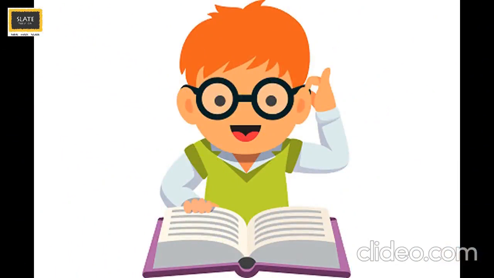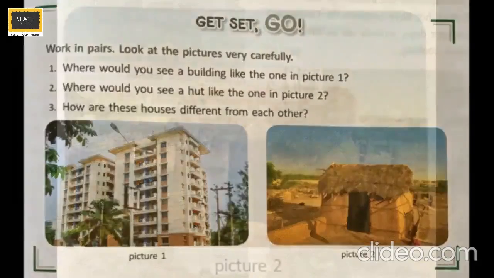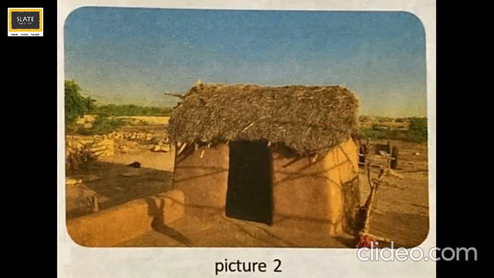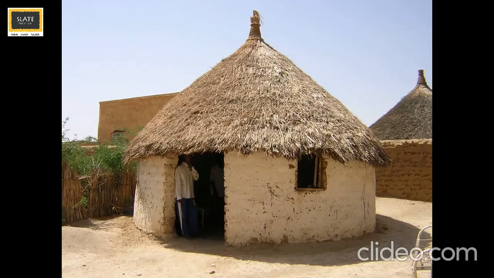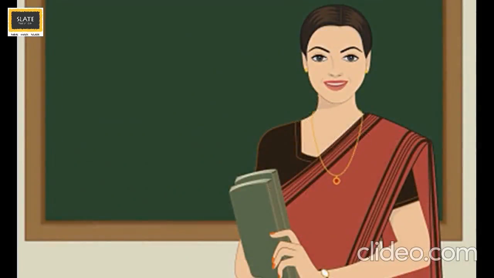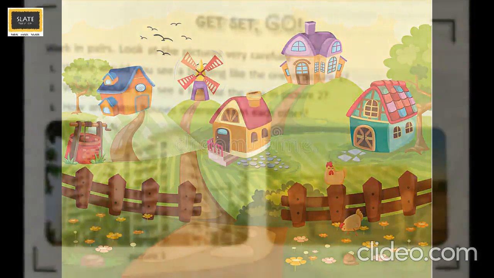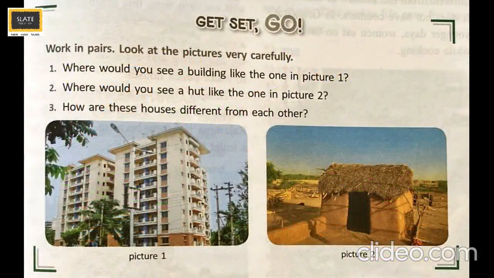Now let's read the second question. Where would you see a hut like the one in picture 2? So Slaters, look at the second picture. How does it look? Nice. The hut is small and does not seem to be very strong. So Slaters, where do you see such houses? Correct, in villages.